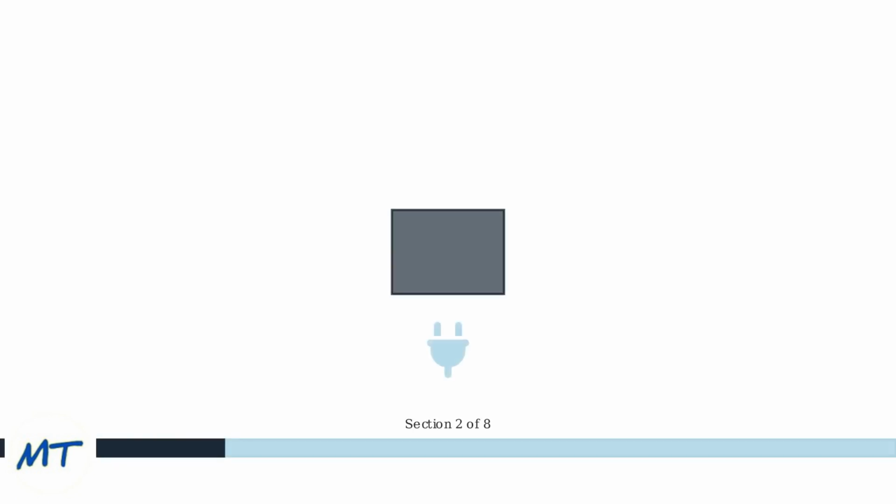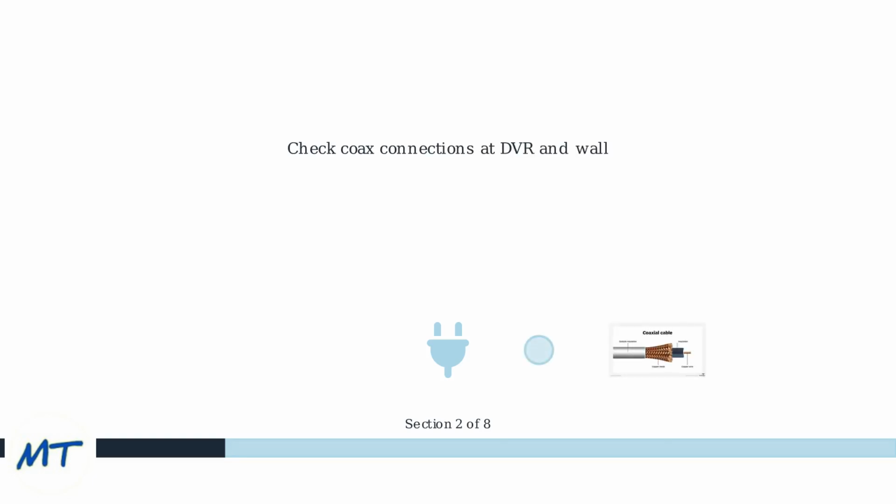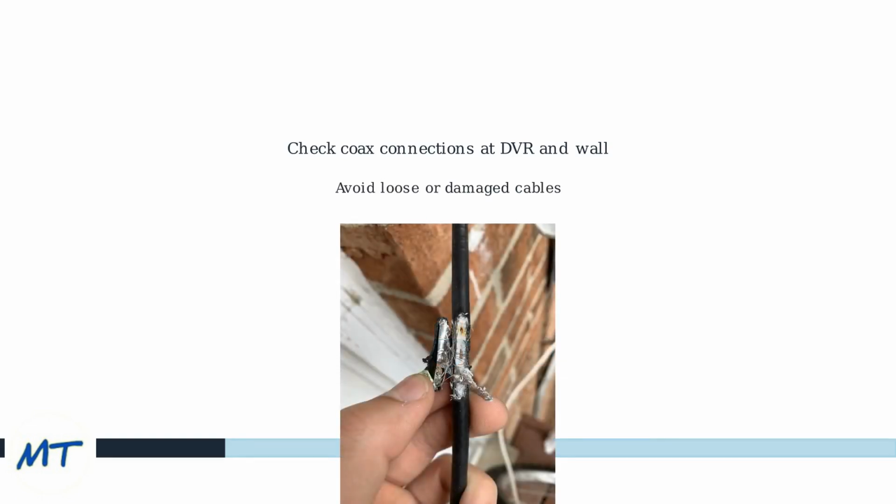First, power cycle your DVR. Unplug it from the power outlet for 30 seconds, then plug it back in. While it's unplugged, check all coax cable connections, both at the DVR and the wall. Ensure they are finger-tight but not overly tightened. Loose or damaged cables are a common cause.